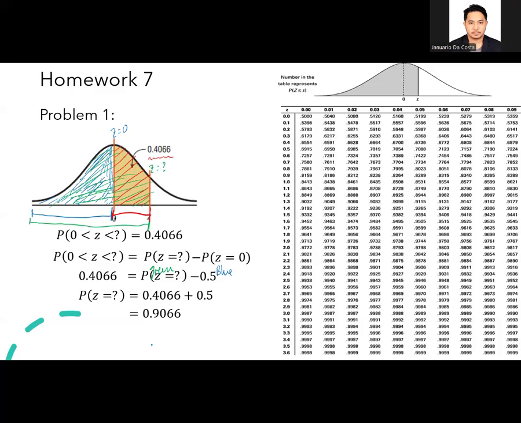Okay, this is the probability, 0.9066. This is the value of z, which corresponds to the area in the table. Here in the table, 0.9066, this one. Here. 0.9066 corresponds to 1.32.